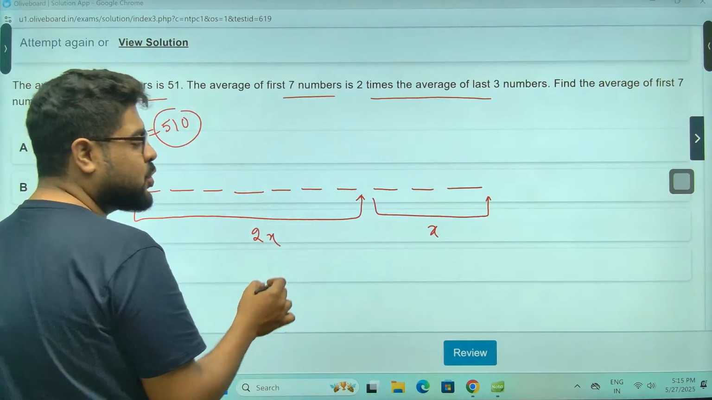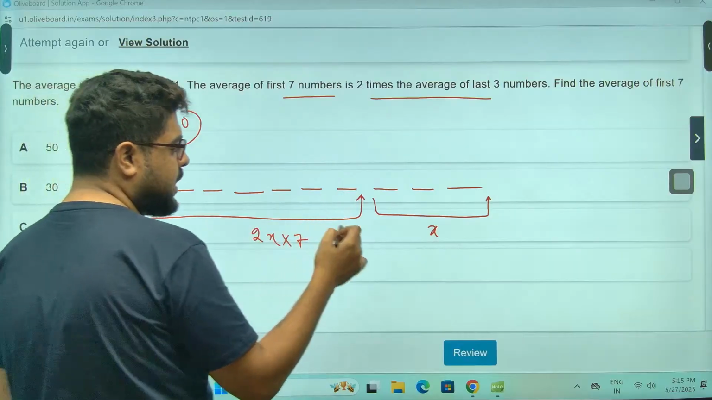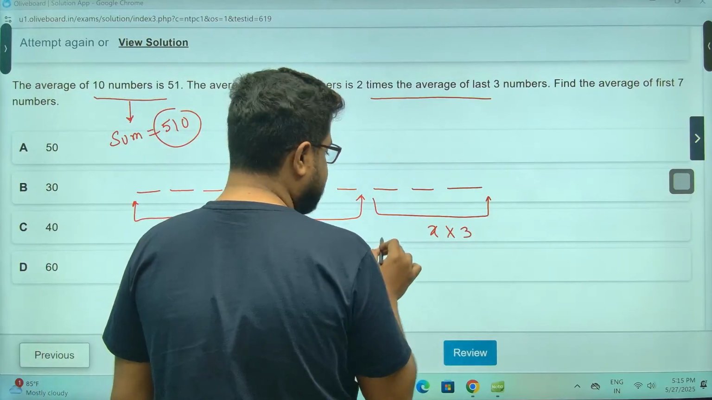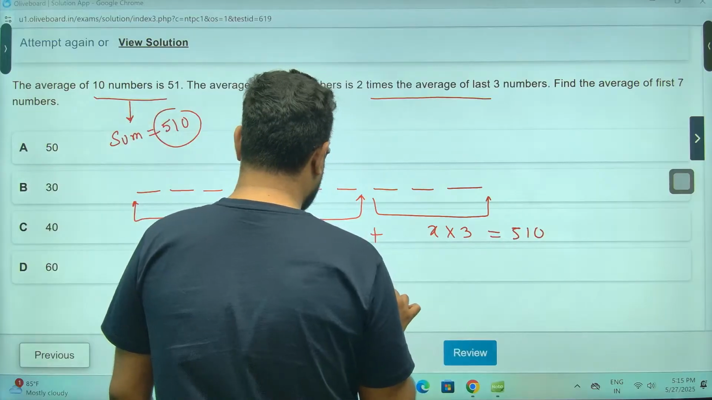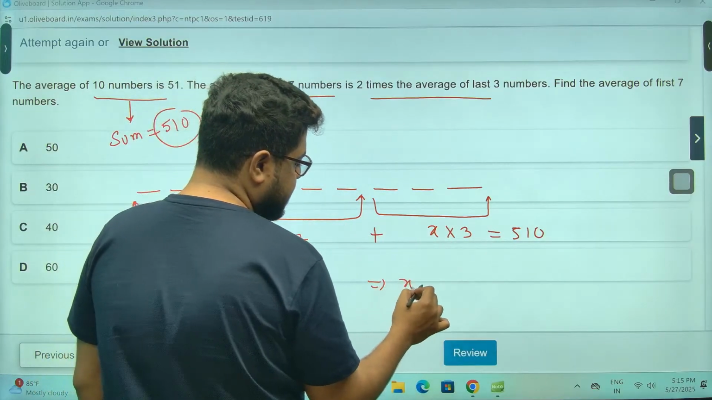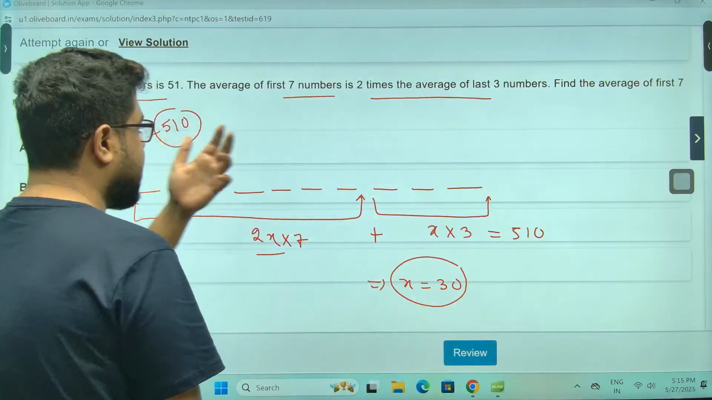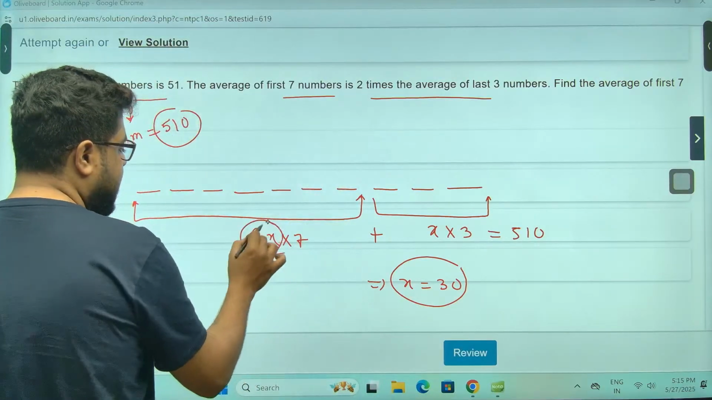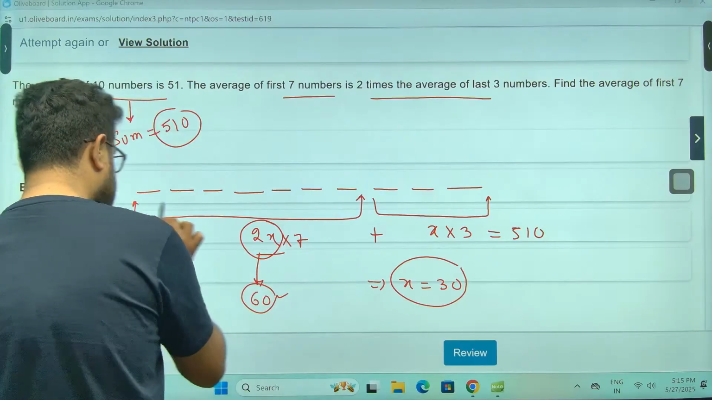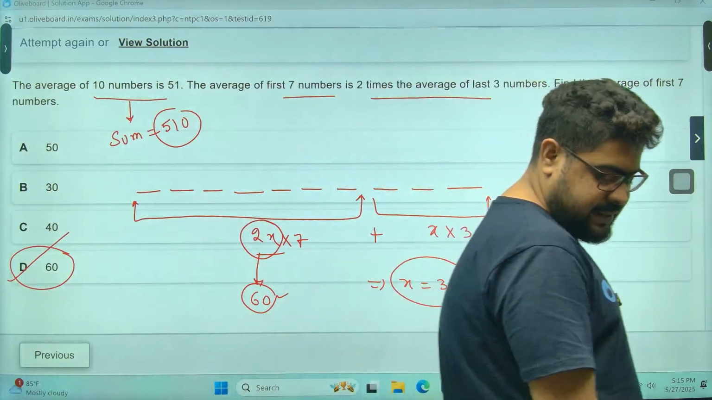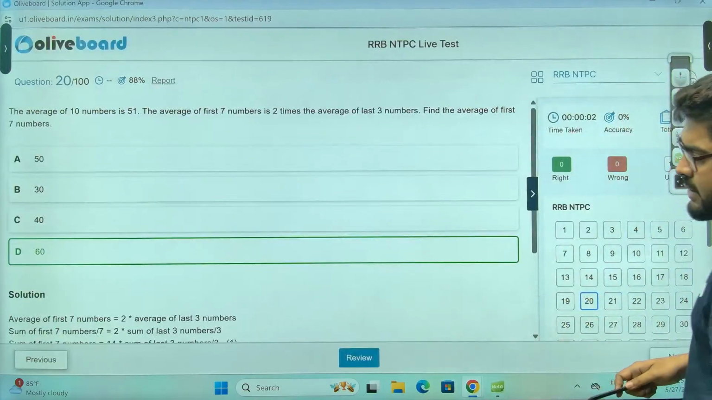Sir, it's very simple. Total is x into 7, so average is this, so total is this. Total, sir, plus 3 times 2x. Sir, this is equal to what total, sir? Total 510. Sir, 17 x, sir. X is 30, sir. 17 3s are 51. So they're asking the value of 2x, 60, sir. Option D is the answer. Option D is 100% the correct answer.